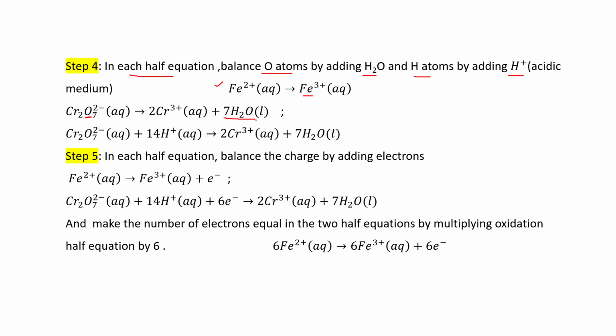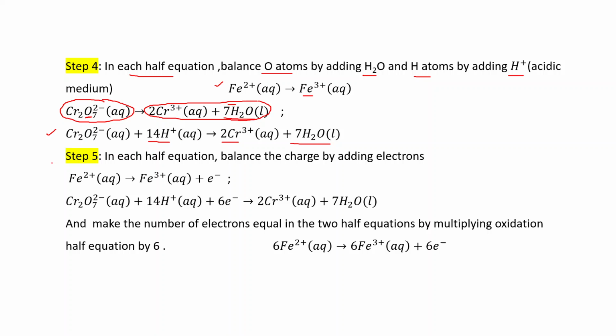Now just see the hydrogen atoms. Again in the reactant side, there is no hydrogen atom. But in the product side, how many hydrogen atoms are there? This 7H2O. So we can say there are 14 hydrogen atoms in the product side. So put 14H+ in the reactant side. So the equation becomes Cr2O7 2- plus 14H+ converting into 2Cr3+ plus 7H2O.